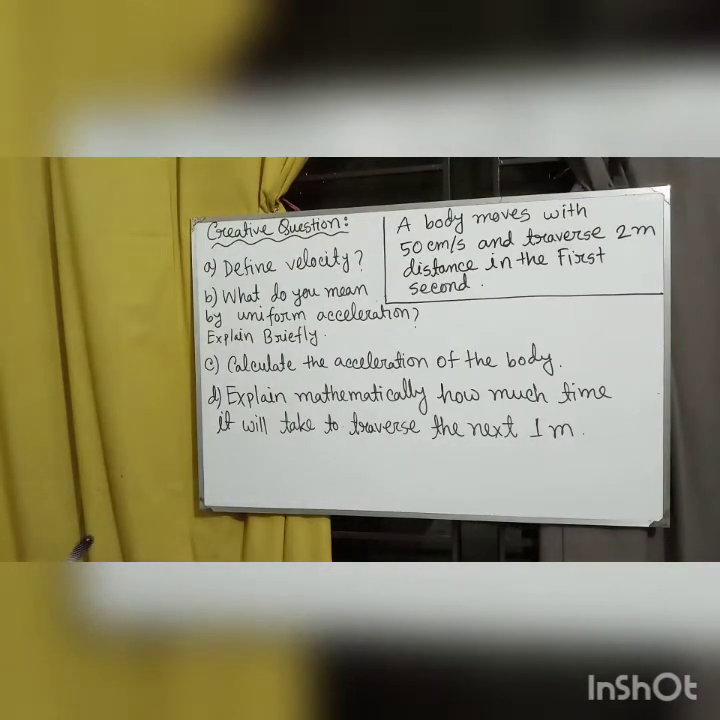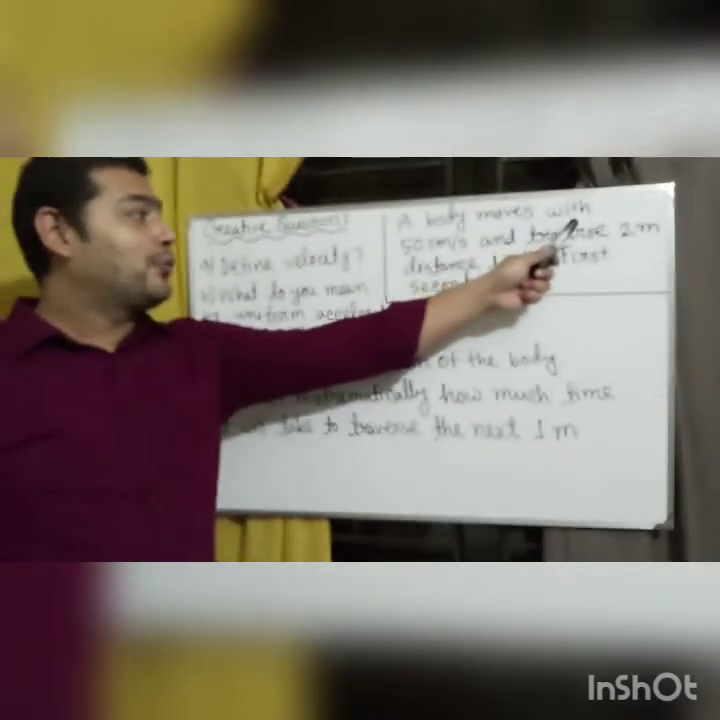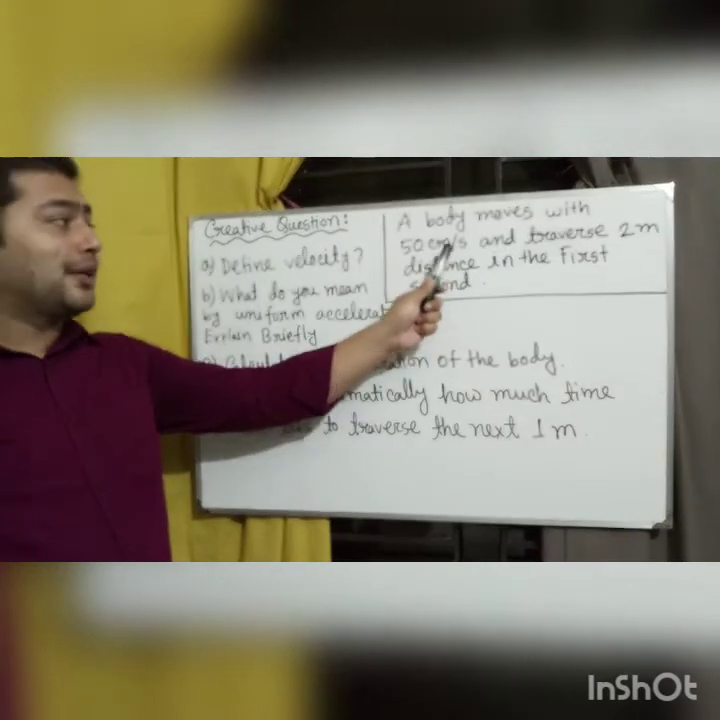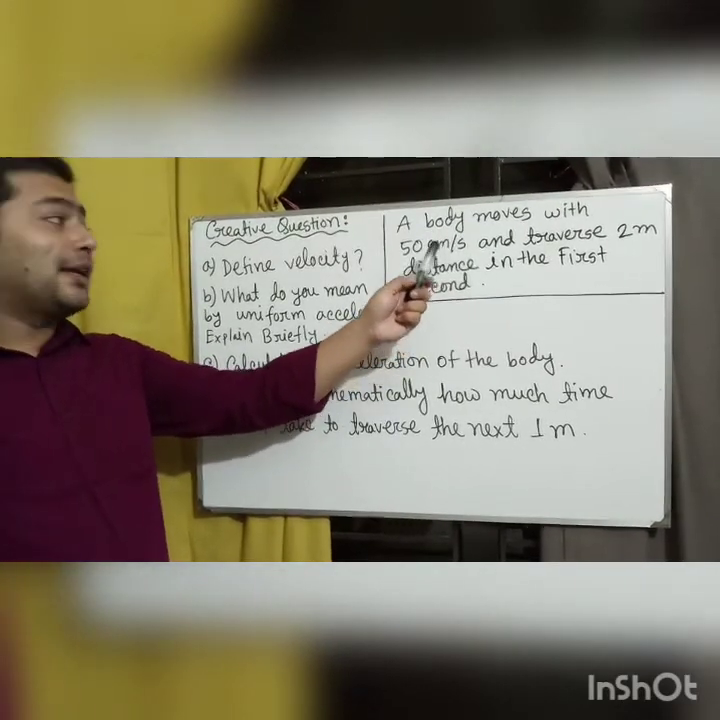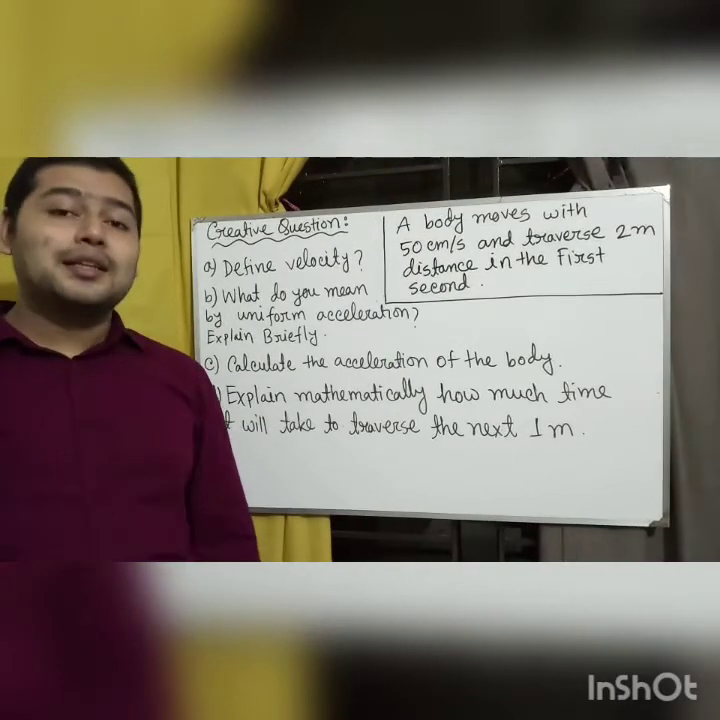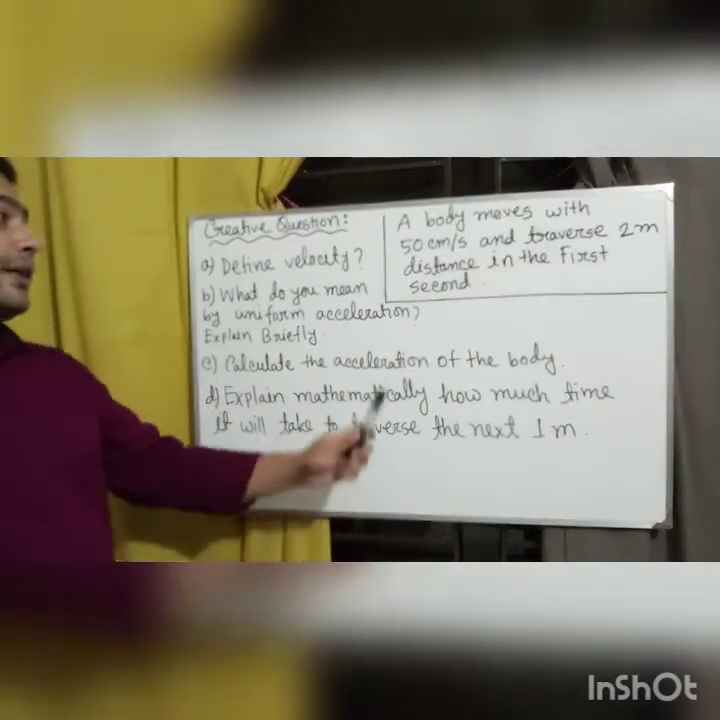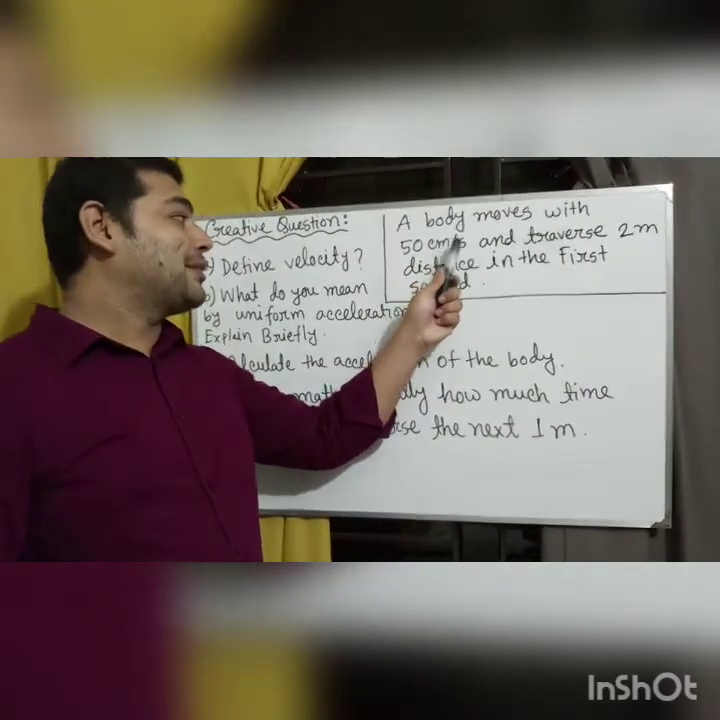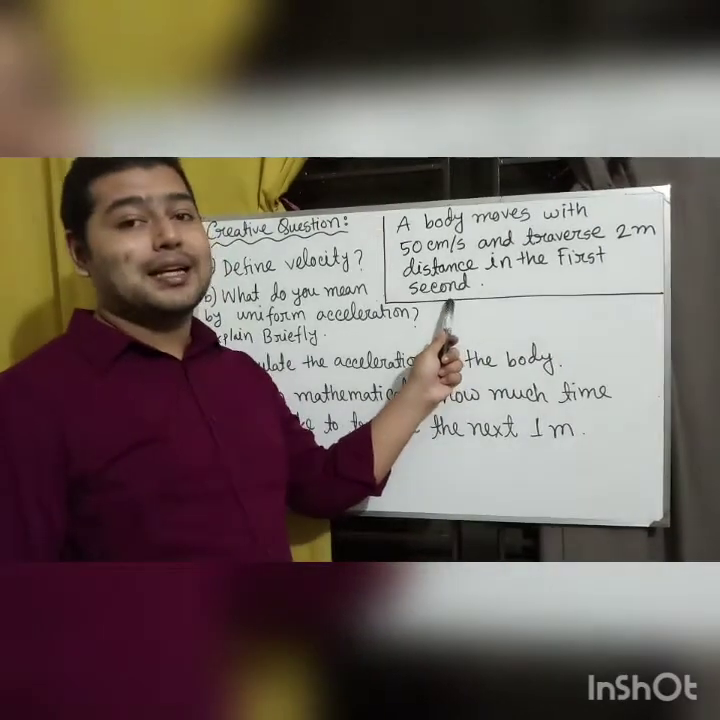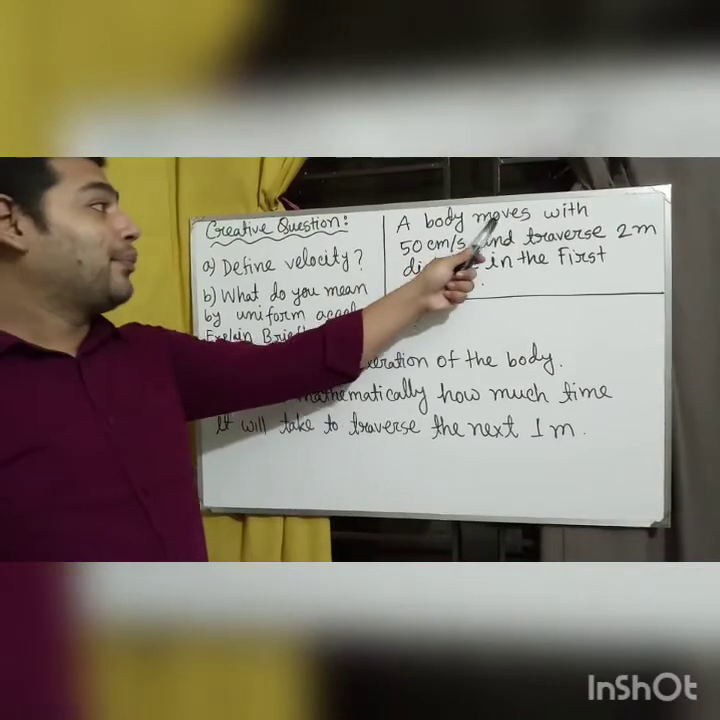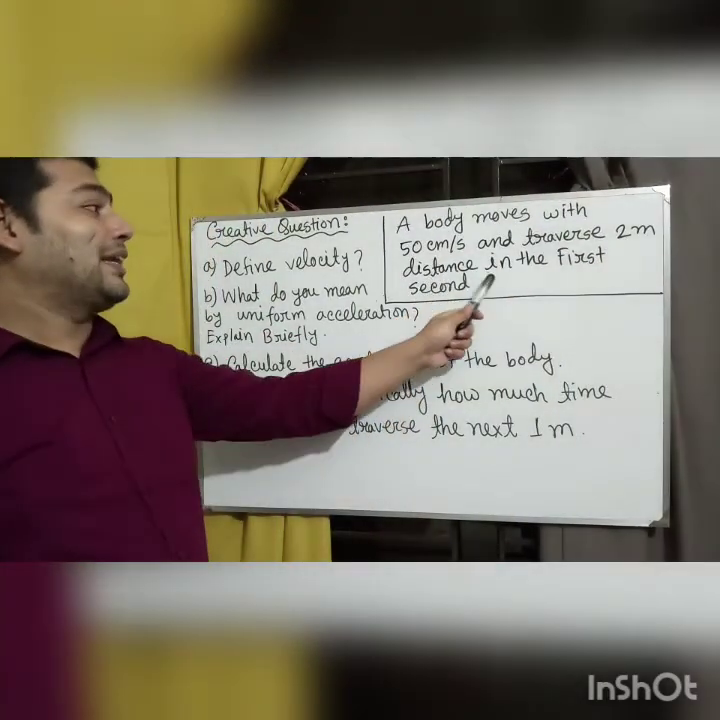Our creative question stem is: A body moves with 50 centimeter per second. Here the unit is given in centimeter per second, but we need to convert it into meter per second, because we know that the SI unit of velocity is meter per second. A body moves with 50 centimeter per second and traverses 2 meter distance in the first second.